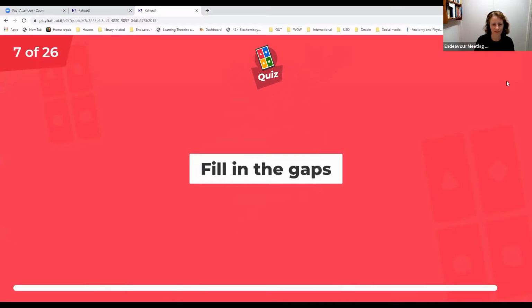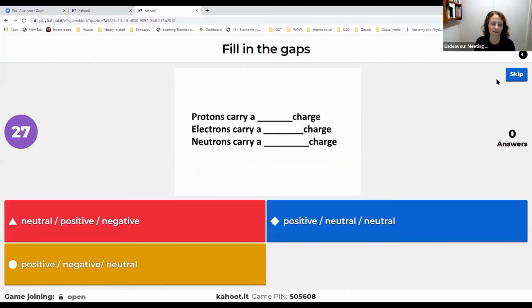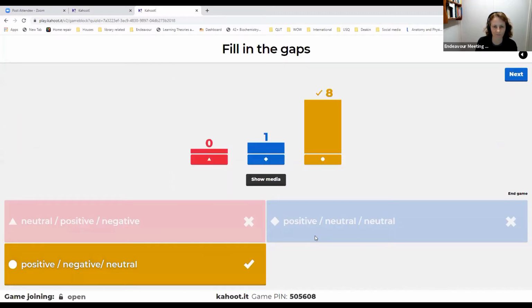So here's a couple of things that you can fill in the gaps. Protons carry some sort of charge, electrons carry a different charge, and neutrons carry some sort of charge. So which of the options is correct? That was fast. And so you got it right. Oh, 1 person said positive, neutral, and neutral. So the electrons have a negative charge. The protons are positive and the electrons are negative. So when there's the same number of protons and the same number of electrons, then the atom is going to have a 0 overall charge.